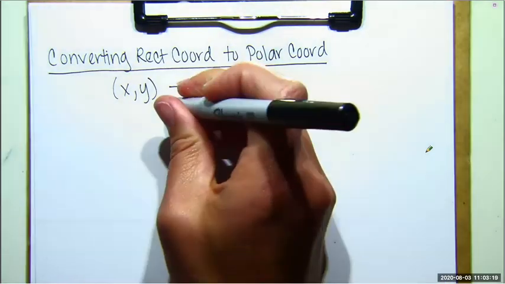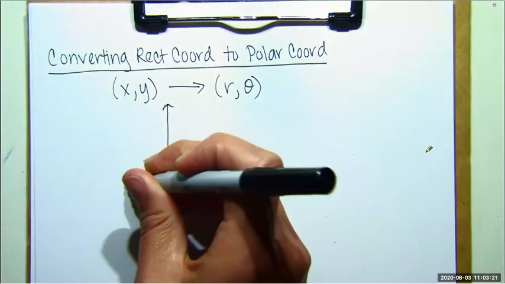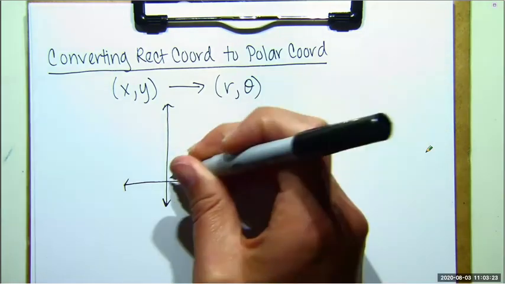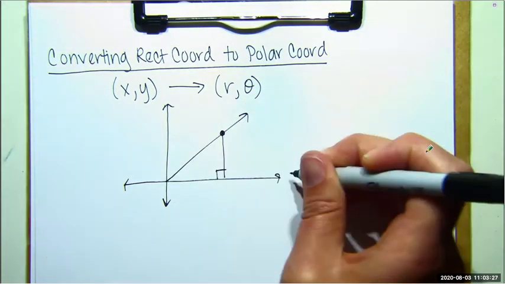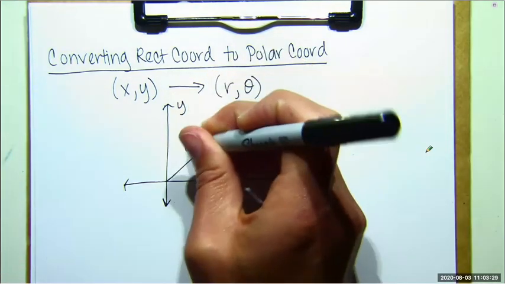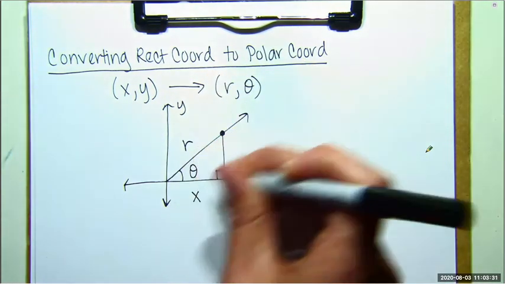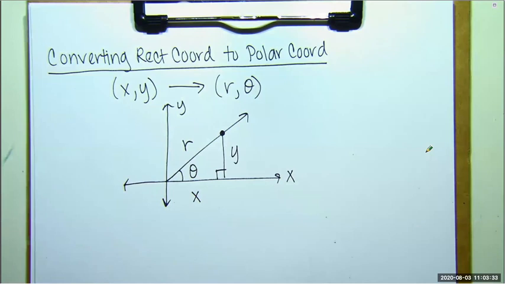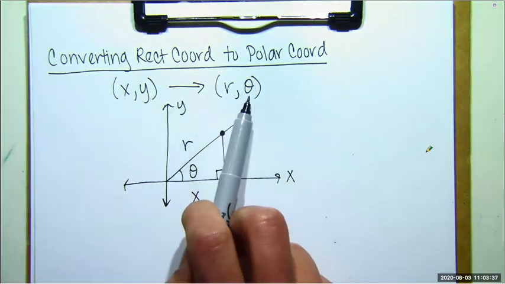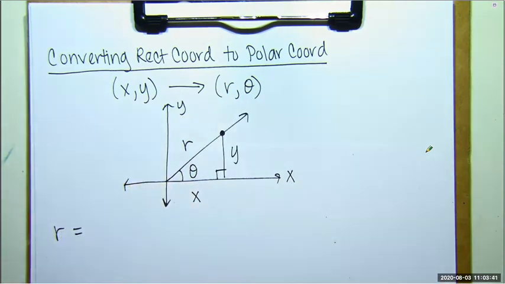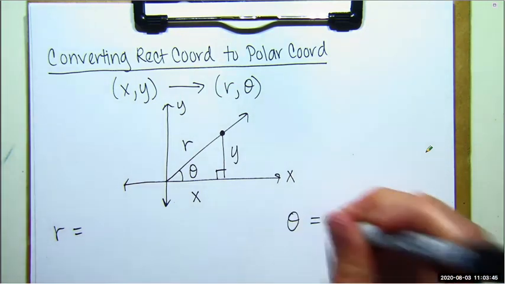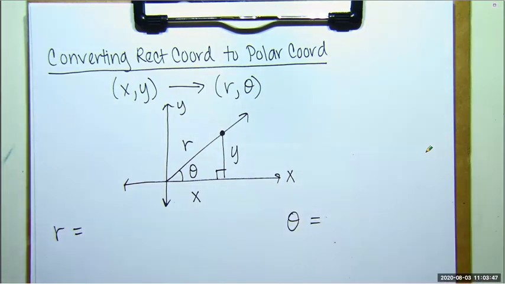Okay, so what we're going to do is start with a generic point, exactly like we did before. So here's a generic point. Here's r, here's theta. This side is x and this side is y. Now we're starting with x, y, and we want to get to r and theta. So our goal is to get a formula that says r is something in terms of x and y, and then theta is equal to something in terms of x and y.